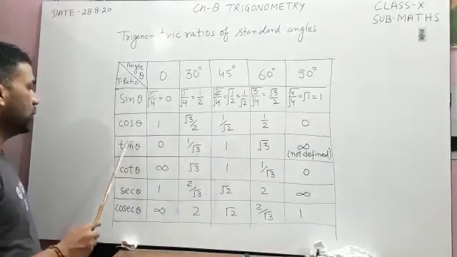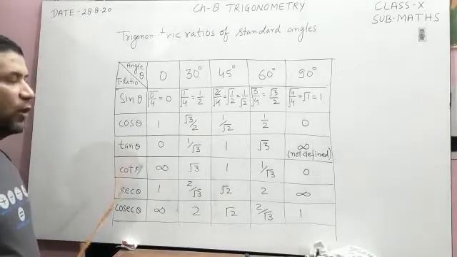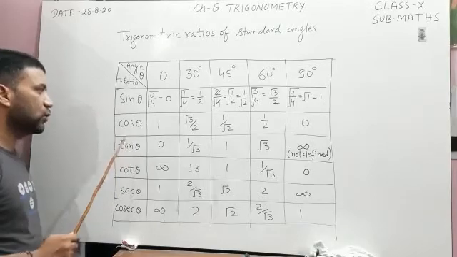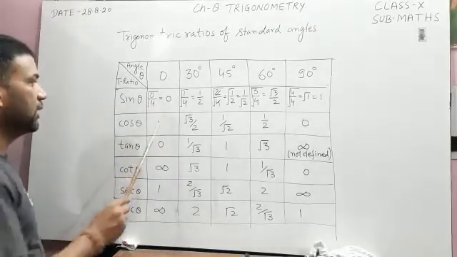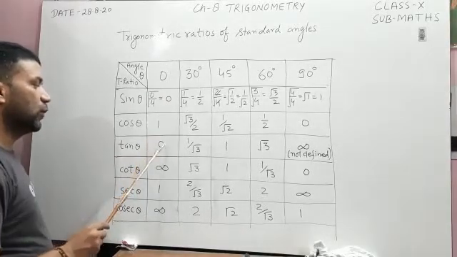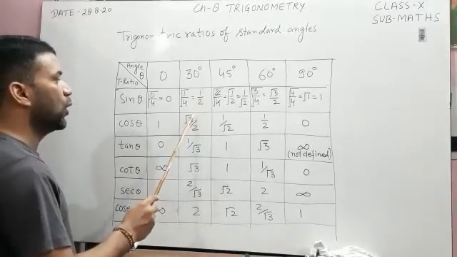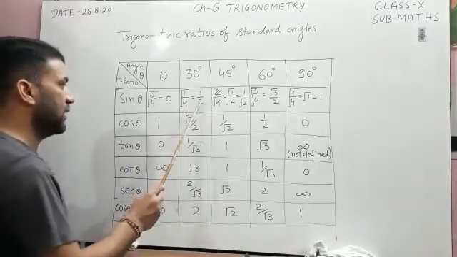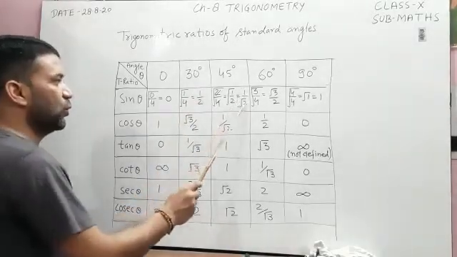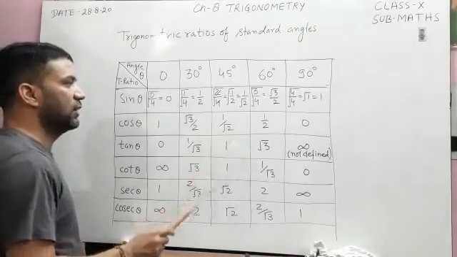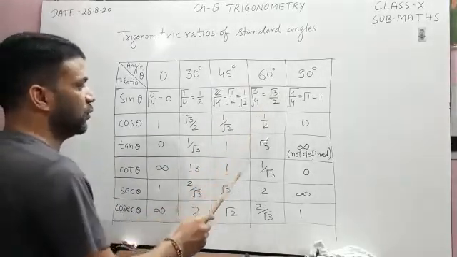Now you have to find the value of tan theta. You know tan theta is equal to sine theta upon cos theta. So by dividing these two values, you can get the value of tan theta. It means 0 upon 1 is the value of tan 0, that is 0. 1 upon 2 upon root 3 upon 2, this 2 cancelled and remains 1 upon root 3. Again 1 upon root 2, 1 upon root 2 cancelled, the value is 1. Root 3 upon 2 upon 1 upon 2, 2 cancel and root 3 upon 1 is root 3.